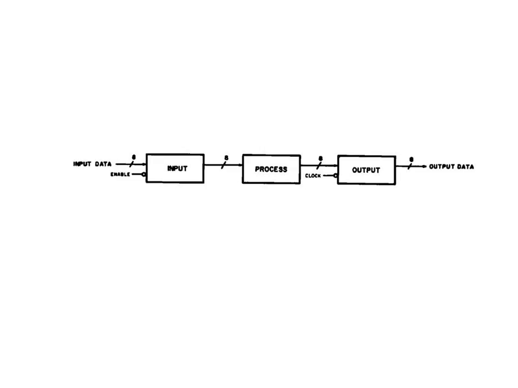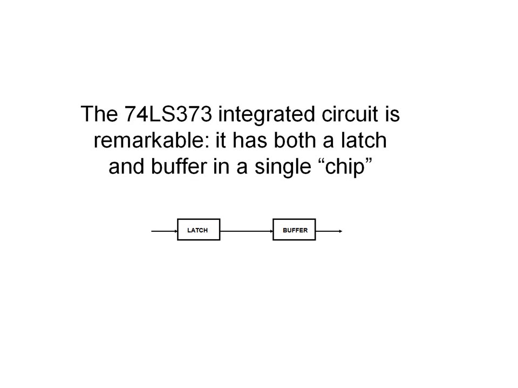So here's another version of what I've just shown you. We have an input function which includes a buffer, and we have an output function which includes a latch. Well, there is one inexpensive integrated circuit which is remarkable. Its identification is 74LS373, and you can go to Jameco Electronics at jameco.com and purchase such an integrated circuit for a couple of dollars.